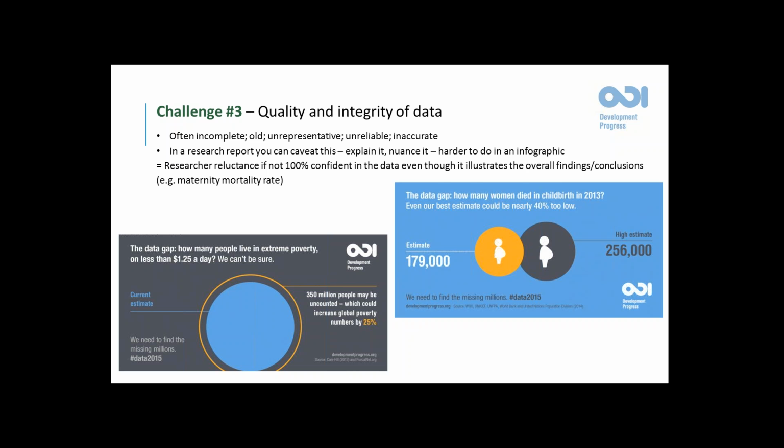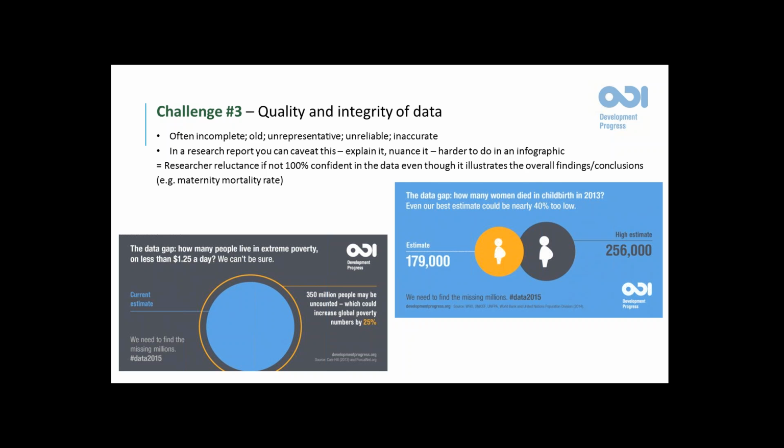The one on the left shows the fact that we just don't know how many people are living in extreme poverty, living on under $1.25 a day. And the one on the right shows the fact that we just don't know how many women are dying in childbirth, given issues with determining the maternal mortality rates. So this is something that you always have to watch out for.